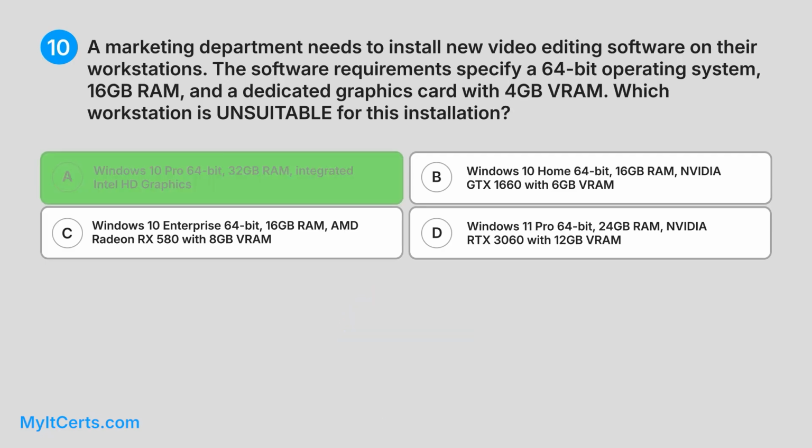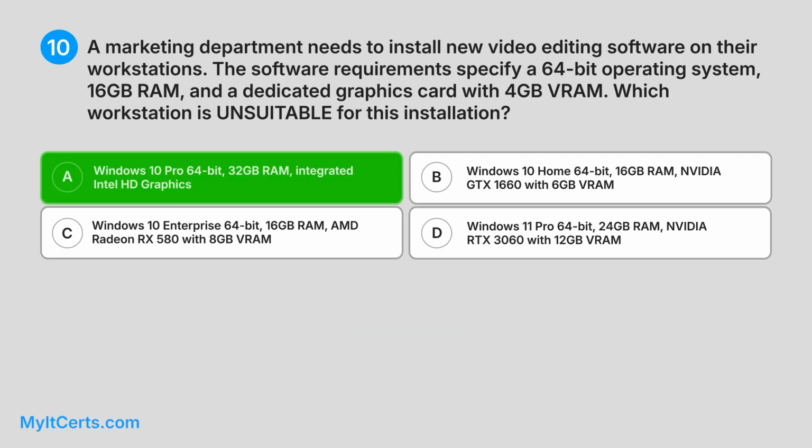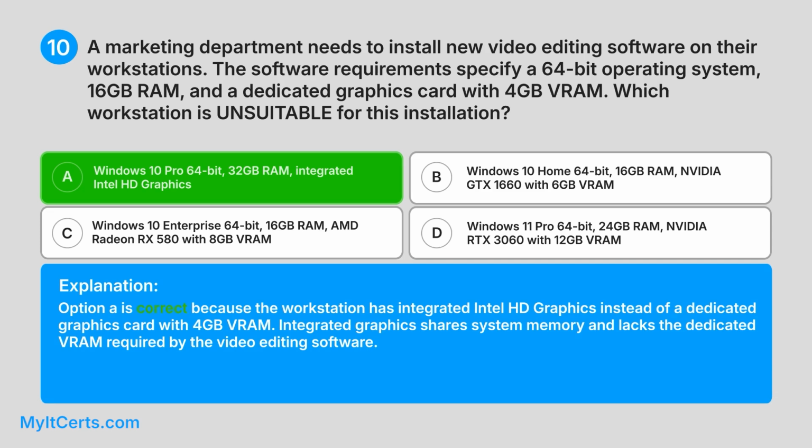Correct answer: A. Windows 10 Pro 64-bit, 32 GB RAM, integrated Intel HD graphics. Explanation: Option A is correct because the workstation has integrated Intel HD graphics instead of a dedicated graphics card with 4 GB VRAM. Integrated graphics shares system memory and lacks the dedicated VRAM required by the video editing software.